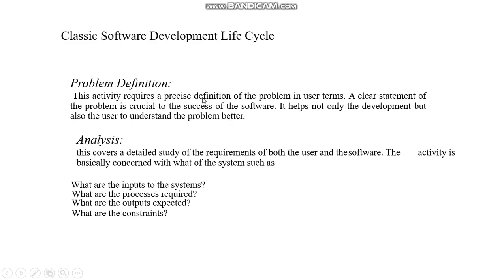Problem definition. Here we specify the definition, the requirement of a software or product. It is a clear statement. It not only helps to develop but also to understand the problem better. For better understanding, we define in the form of a statement what the problem is, what the software is going to do, and what the proposed system is. The definition of the statement about the proposed system can be defined here.